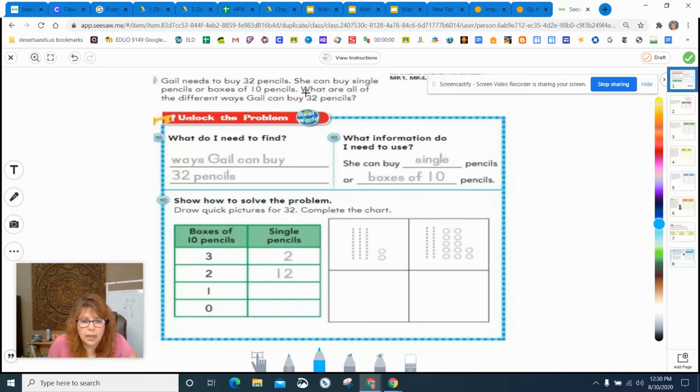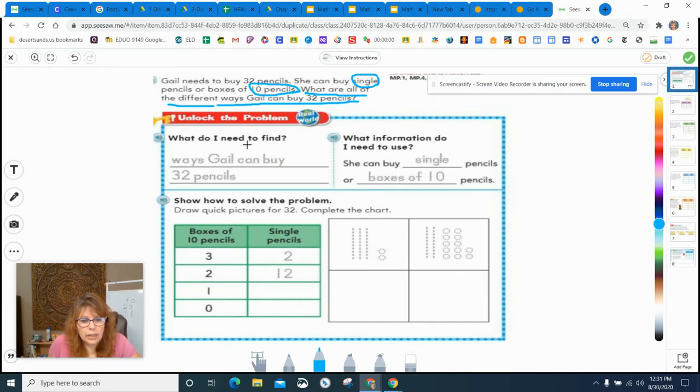So I'm going to underline "what are all the different ways." I have to find all the combinations that she can make to get 32 pencils, using only what our word problem says: I can use singles and I can use groups of 10, because boxes of 10 means groups of 10. And we already used our lines to represent the tens and the circles to represent the ones.